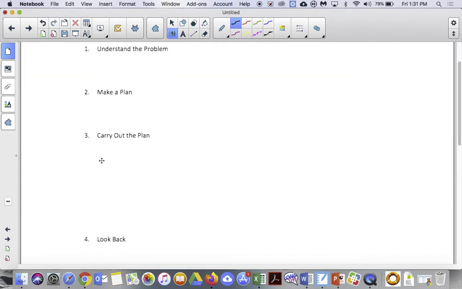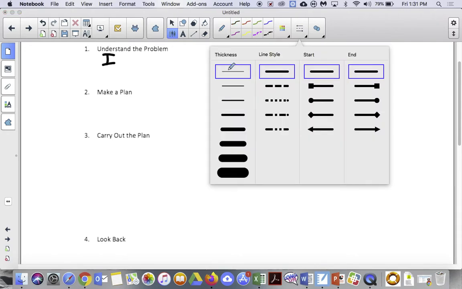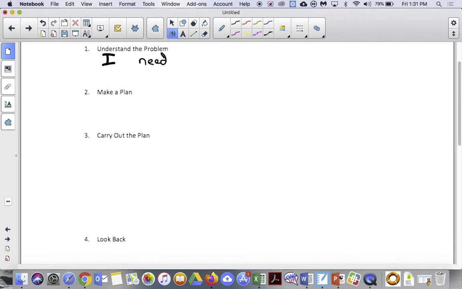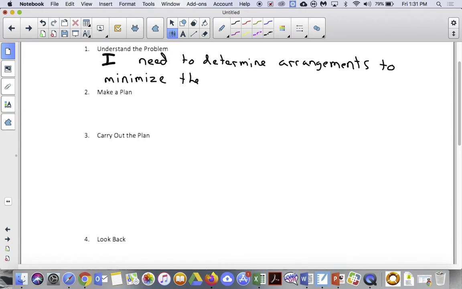So understand the problem. I need to determine arrangements to minimize the perimeter. So I need to do different arrangements to minimize the perimeter.